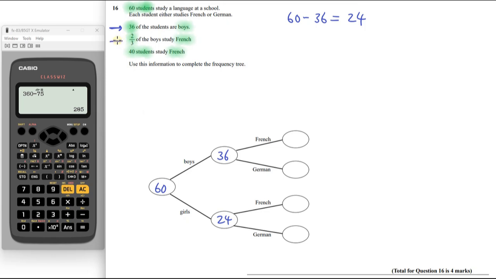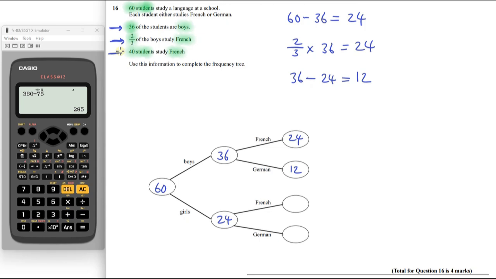Now let's look at the next statement. 2/3 of the boys study French. So from the boys, 2/3 study French. So we need to take 2/3 of 36. So 1/3 is going to be 12. 12 times 2 is 24. So that's also going to be 24. So there's going to be 24 boys who study French. And therefore, to work out how many boys study German, we can just do 36 minus 24. And that gives us 12. There's 12 boys who study German.